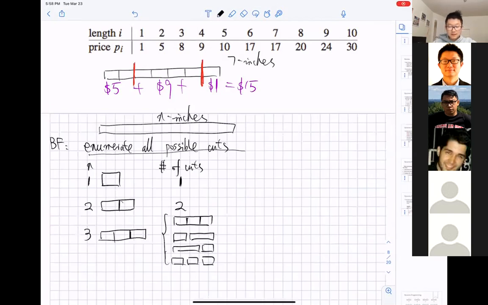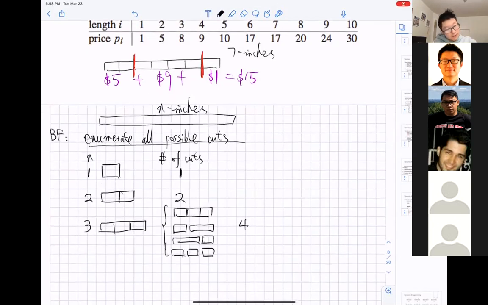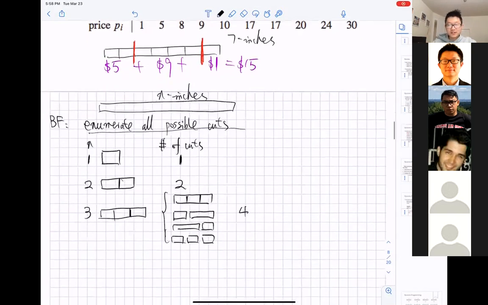Yeah, so 4. So in total, there are 4 ways. Okay. Is the next 8 and then 16? Is it just 2 to the n? You're pretty sharp. Okay, so we will be there very shortly.